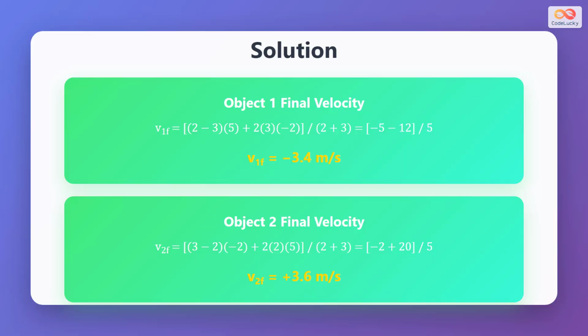Using our formulas, for object 1 final velocity, v1f = ((2 − 3) × 5 + 2 × 3 × (−2)) / (2 + 3). This gives us (−5 − 12) / 5, which equals −3.4 meters per second. For object 2 final velocity, v2f = ((3 − 2) × (−2) + 2 × 2 × 5) / (2 + 3). This gives us (−2 + 20) / 5, which equals positive 3.6 meters per second. Notice how the first ball reversed direction after the collision.